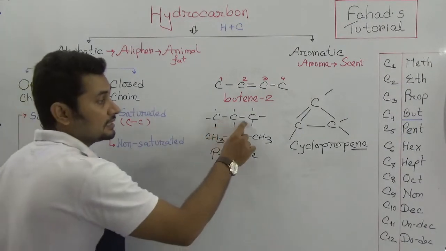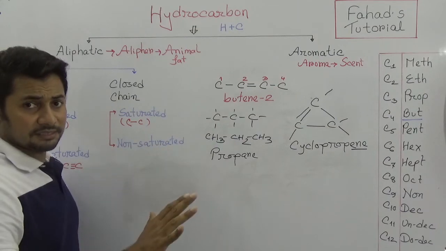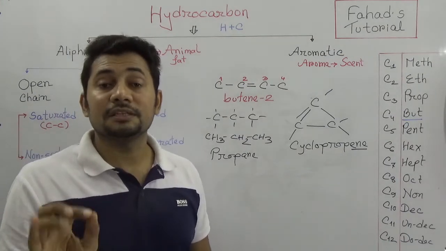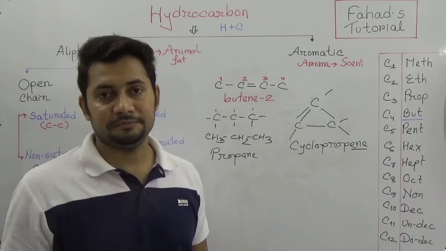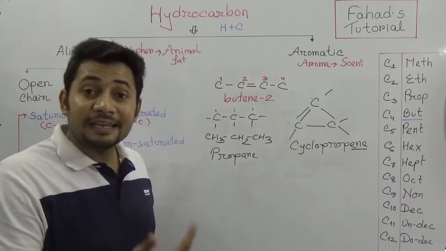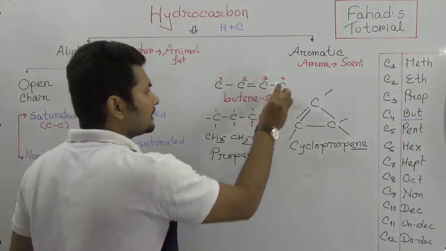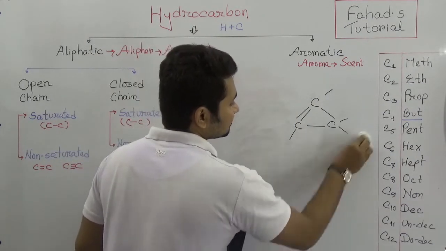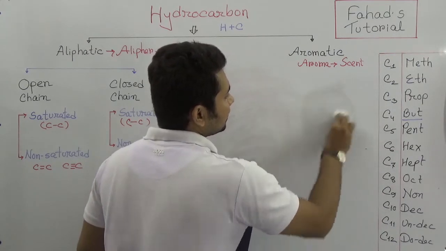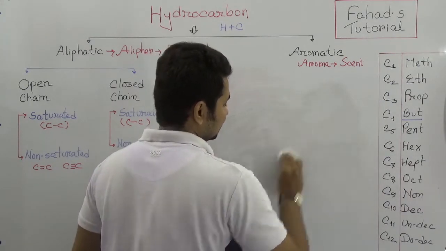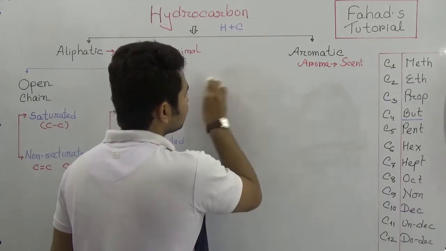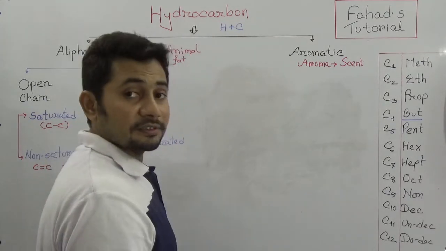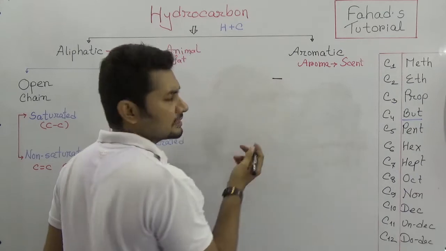So whenever you see there is a single bond, saturated. And when there is a double or triple bond, non-saturated. And you must count the number of carbons every single time. Okay? Let's look at the aromatic compounds. What are aromatic compounds? I already said that aroma means fragrance. Fragrance means that it smells good. And this is a Greek word, aroma. And what are the properties of it? Aromatic compounds actually have some properties.